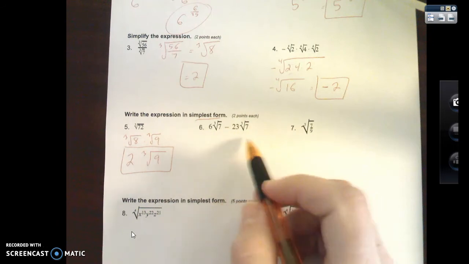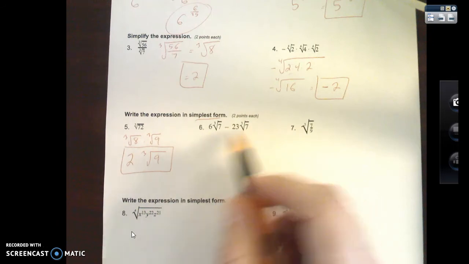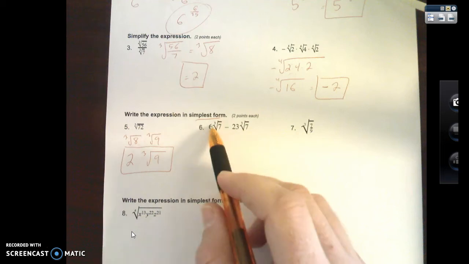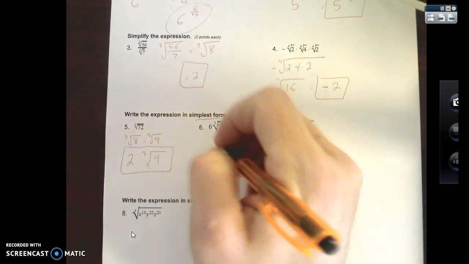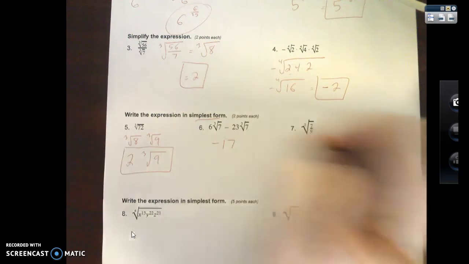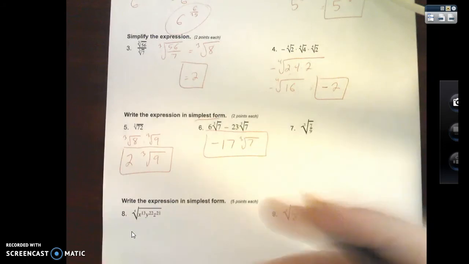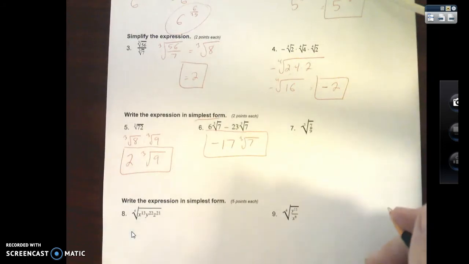6 cube root of 7 minus 23 cube root of 7. I have the same cube root of 7 behind it. So I have to just work with the outsides. 6 minus 23 is -17, but I still have that cube root of 7 behind it. And there we go. I can't do anything else to simplify down. Okay.